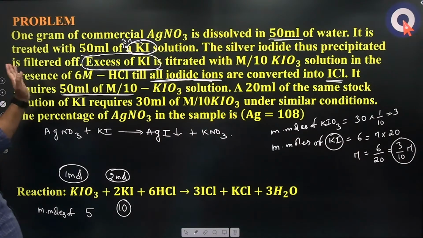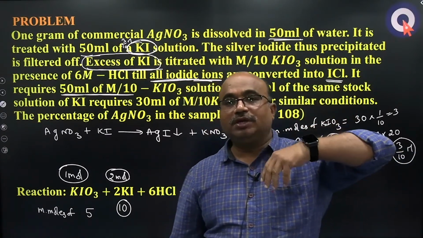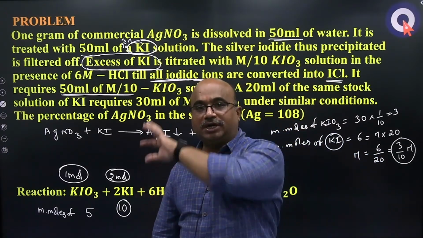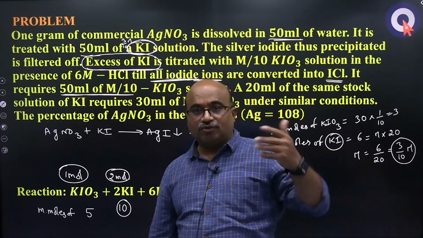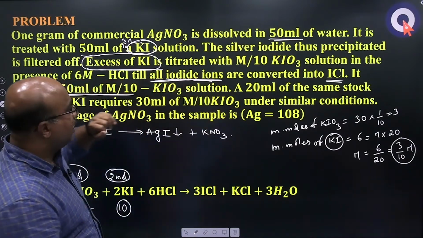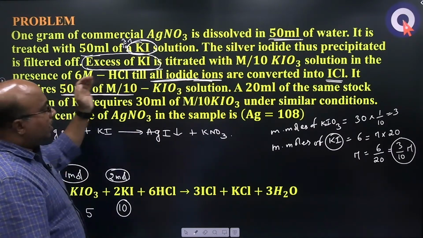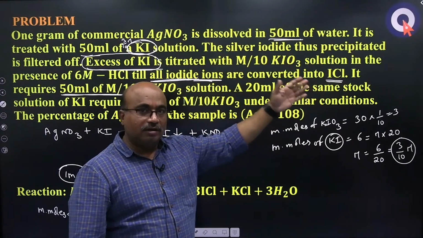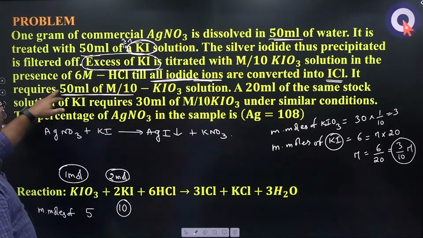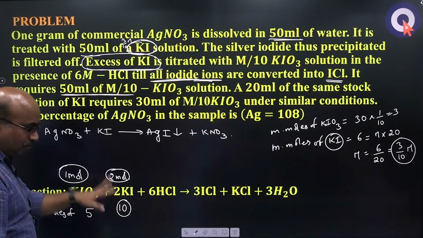So just see again once. There is 1 gram of a commercial sample of silver nitrate which we treated with the KI solution. Then silver iodide was precipitated and that is removed. Then the excess KI in the solution was titrated with potassium iodate, M by 10. Then all the iodide will be converted into ICl, meaning whatever KI is left is consumed here. So for that we require 50 of M by 10. So 5 millimoles are taken, then it will be 10 millimoles. Okay?